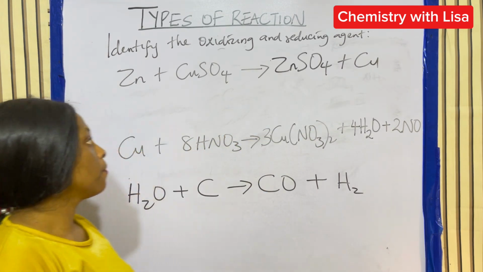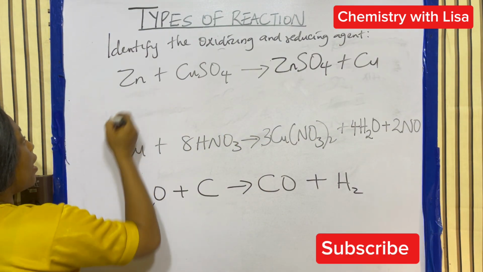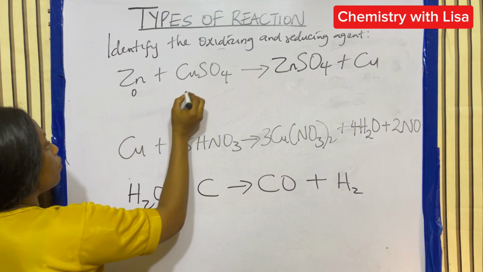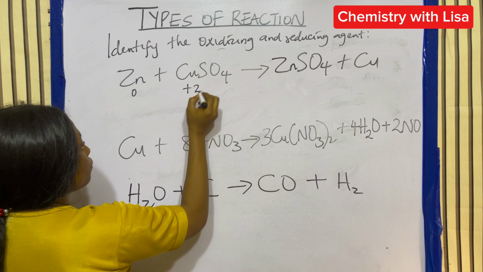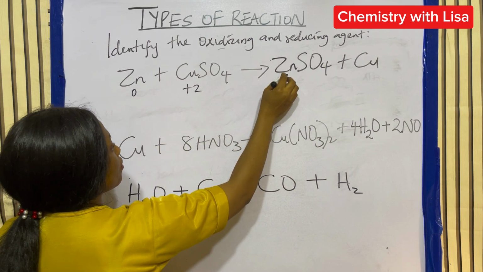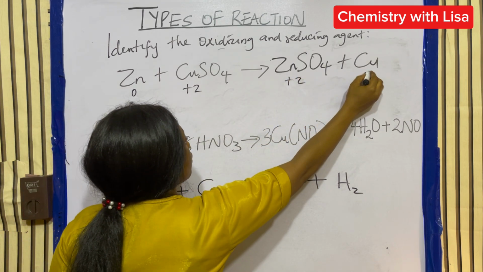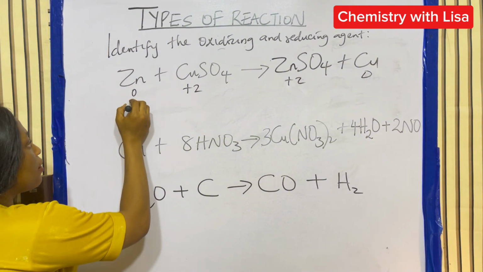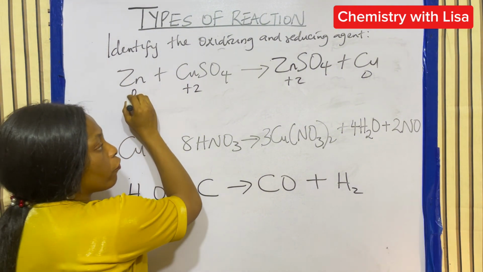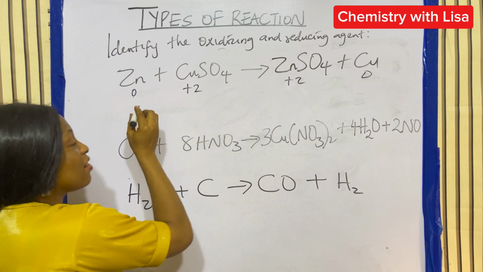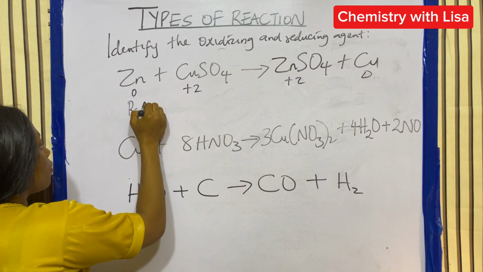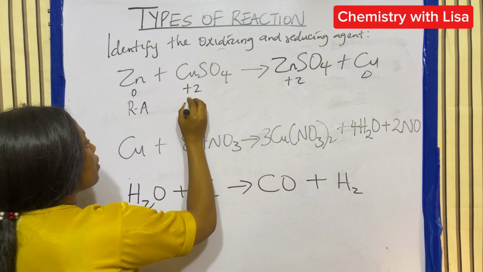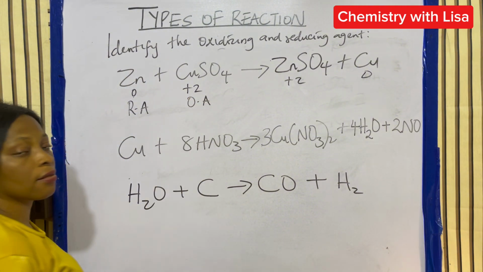Let's look at this. Zinc here, any element that is not combined is 0. Zinc here is 0, and copper here is +2. But look here, zinc is now +2 and copper is 0. So which one is oxidizing? Zinc moved from 0 to +2, which means it's a reducing agent. And copper moved from +2 to 0, which means it's an oxidizing agent.